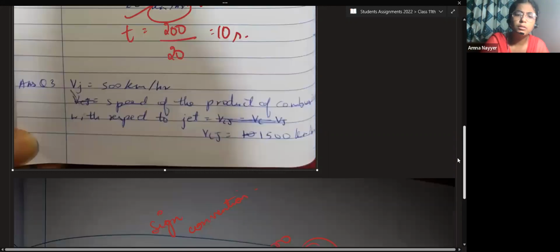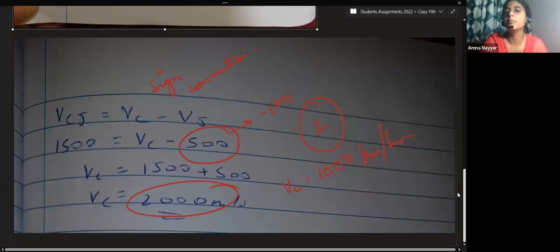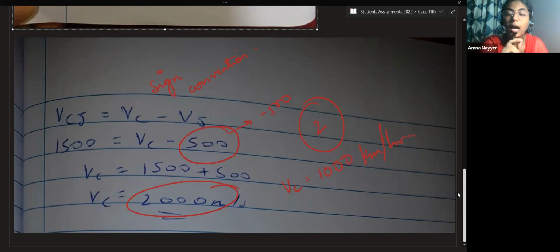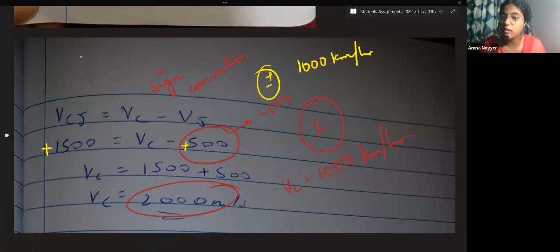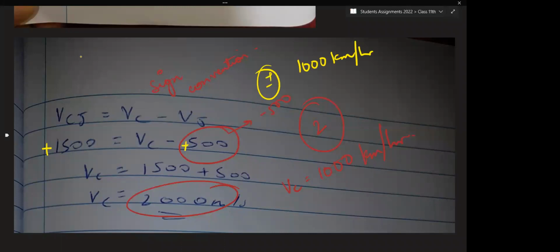And what about the last question? Same thing. See, Maha, here you have taken both as positive. This is also positive, this also you have taken positive. If either of them has to be negative, then only your answer's magnitude will come out to be 1000 kilometer per hour, and plus or minus depending on the sign convention, whatever you have chosen. Clear, Maha? Yes, ma'am. All right.